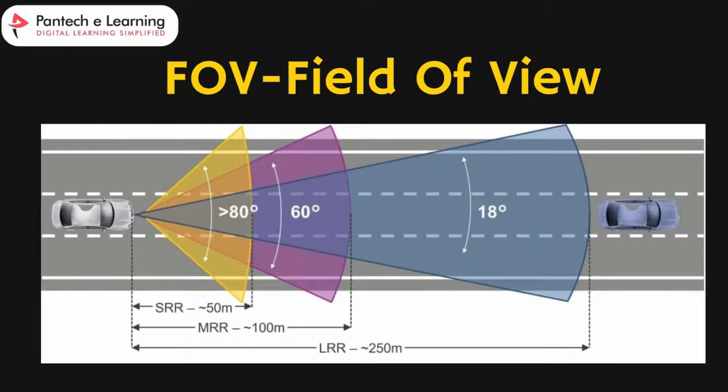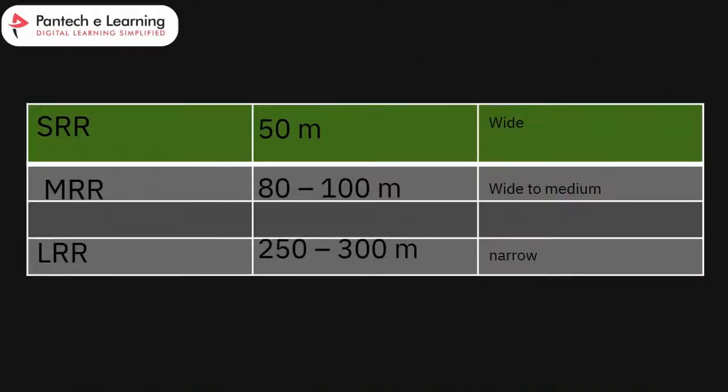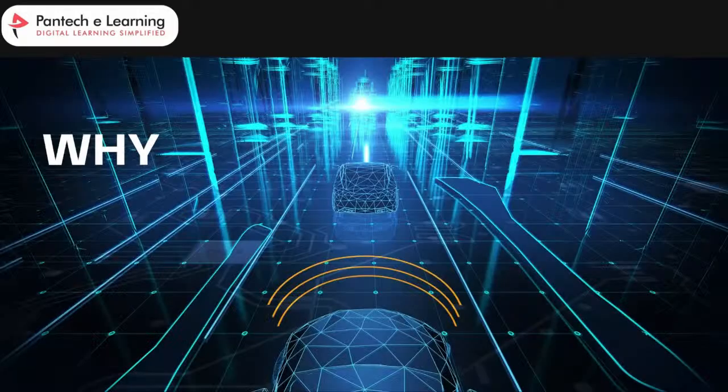In simple terms, the SRR detects objects closest to the vehicle within a short distance range, the MRR detects objects at a medium distance range, and the LRR can detect objects at a longer distance with the widest field of view. This is the field of view, in simple terms. So this is the range of our different SRR, MRR and LRR.